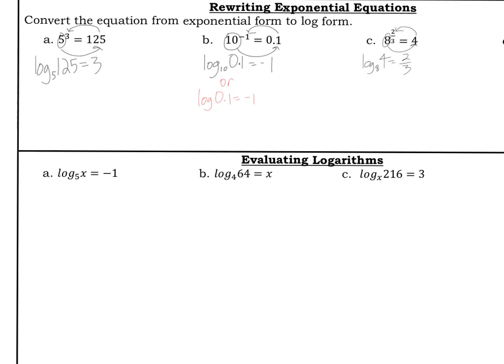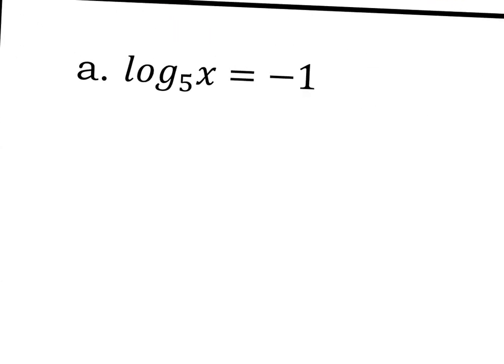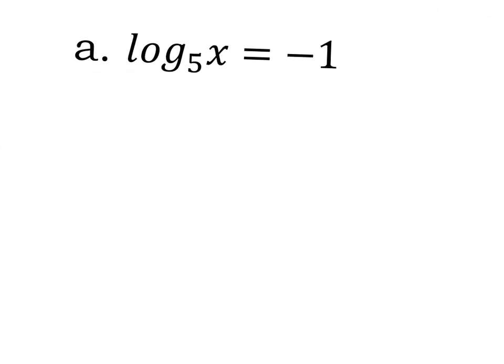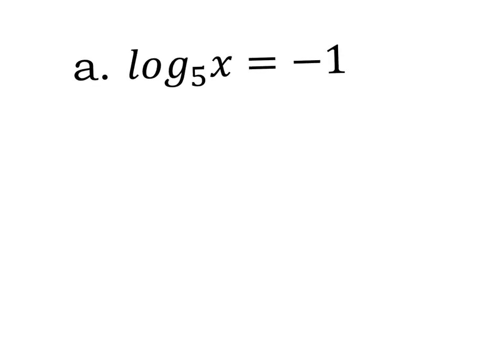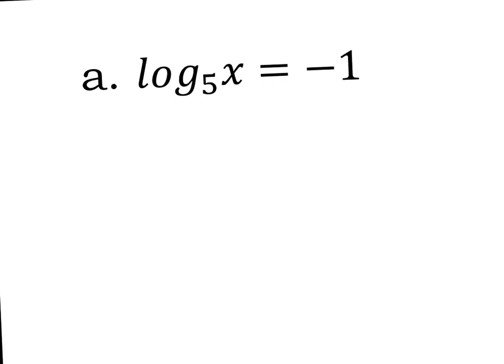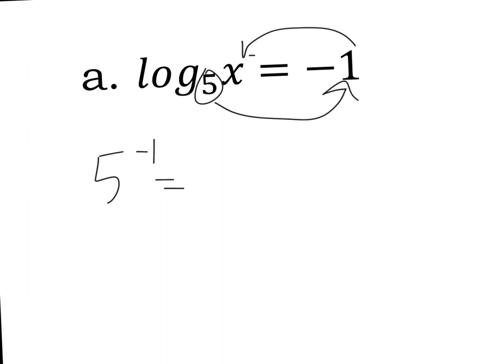So here I have these. These are evaluating logarithms, some basic solving, if you want to think about it like this. So when I solve them, I like to convert them to exponentials. Sometimes it's easier to think about it like that. Sometimes you can just type it in the calculator. I'll point that out when that happens. But here I have log base 5 of x equals -1. So if I were to convert this, it says 5 to the -1 power equals x.